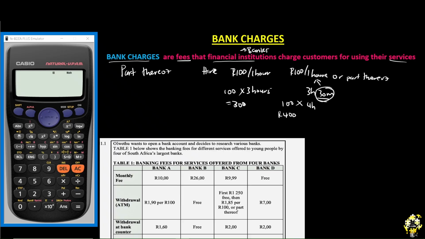So what is part thereof? Part thereof is whereby for every part of that particular rate that they are telling you about, you see, 30 minutes, for every part of an hour.